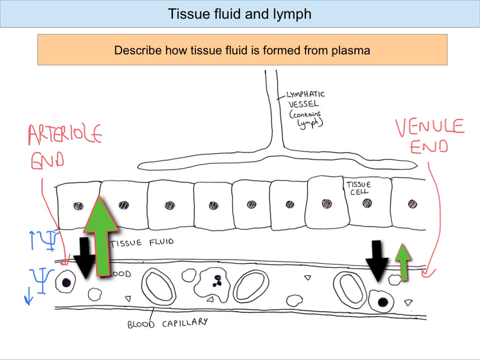Whereas at the venule end, under much lower hydrostatic pressure, there is an overall influence of the water potential, which is larger than the hydrostatic pressure, so tissue fluid is reabsorbed by the capillary, and likewise dissolved carbon dioxide is carried across from the tissue fluid to the capillary, and this will then be pumped back to the heart and then to the lungs to be expired.